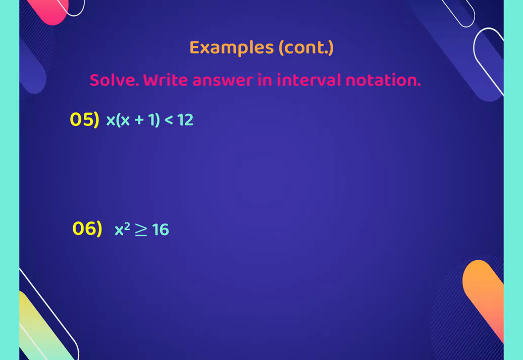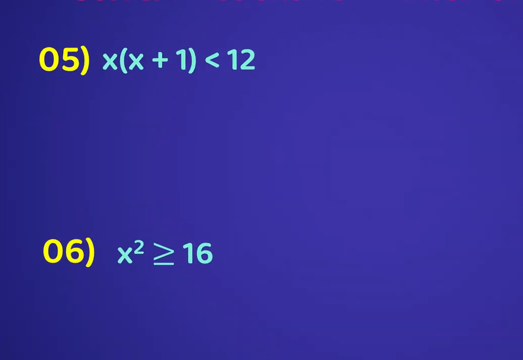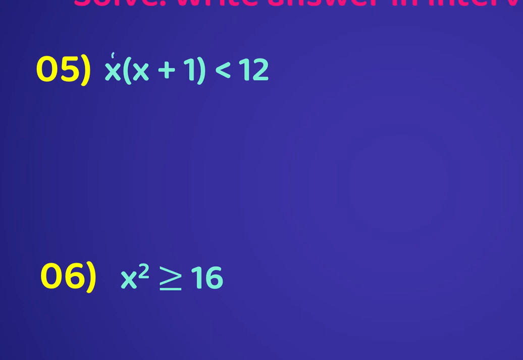All right, then obviously variations of that stuff. So when we look at 5, what would you have to do first? Distribute the x. So I'm going to get x squared plus x is less than 12. And then I need a 0 on the other side, so I'm going to subtract the 12. And I get x squared plus x minus 12 is less than 0.